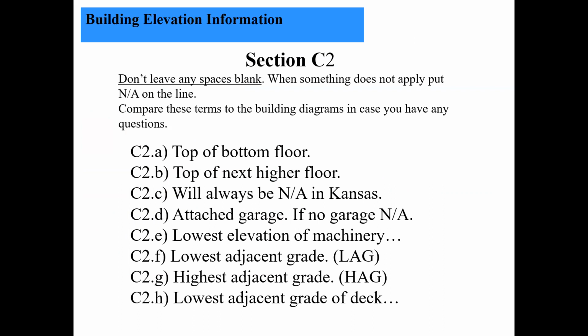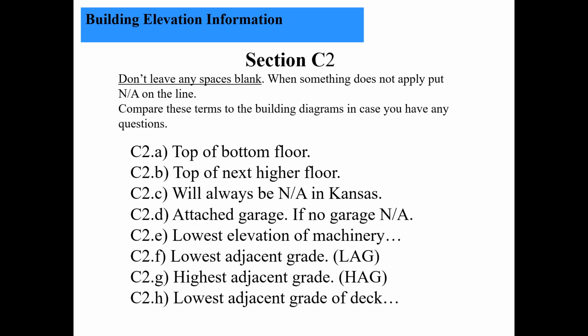So section C2. So the rest of C2, A through H, is our elevation information. We don't want to see any spaces left blank. If something doesn't apply, we want to see an NA on the line. That way we know you didn't just skip it or miss it, that it's being considered and it doesn't apply. And then when we're reviewing the elevation certificate, we're going to want to check this information against the building diagrams in case you have questions and to verify that the correct diagrams have been used.